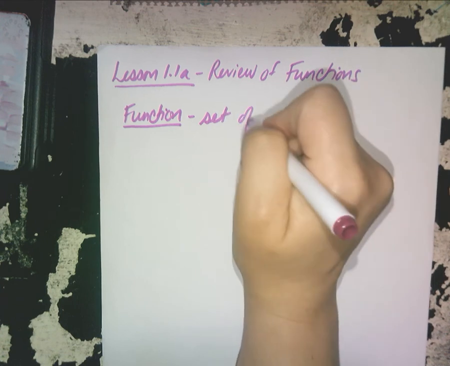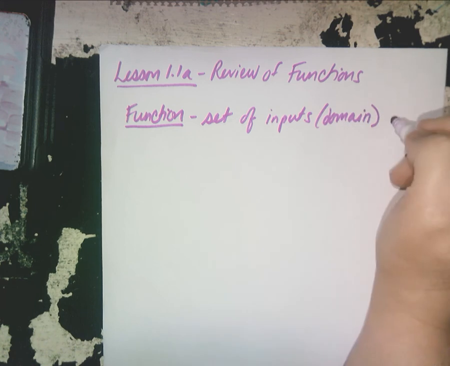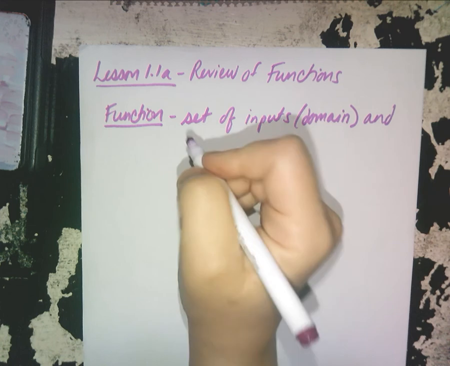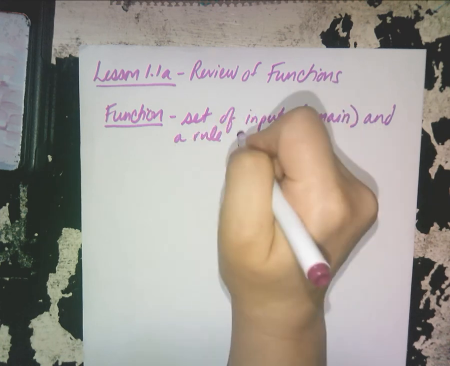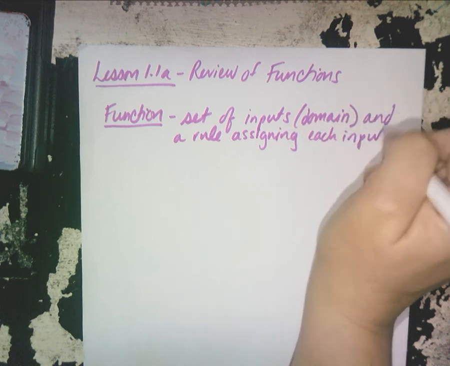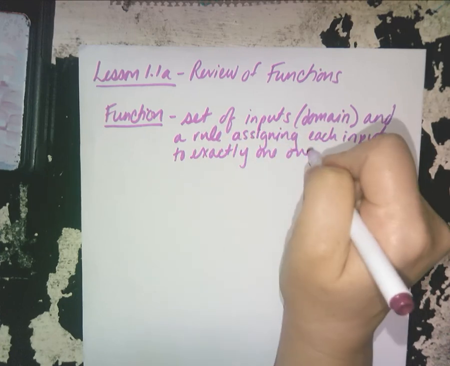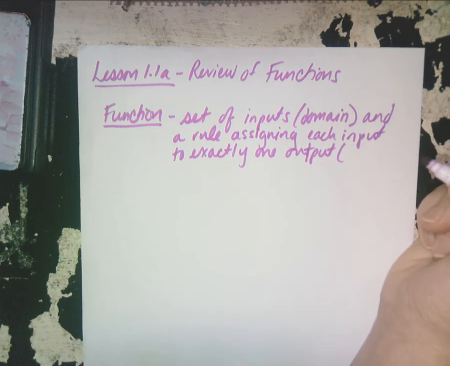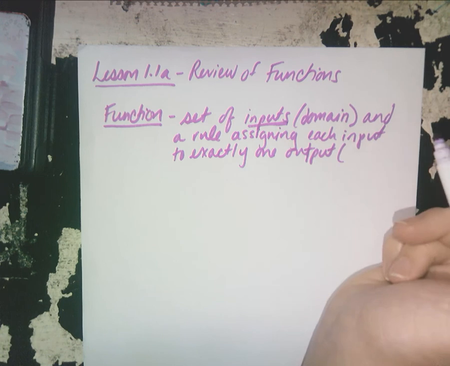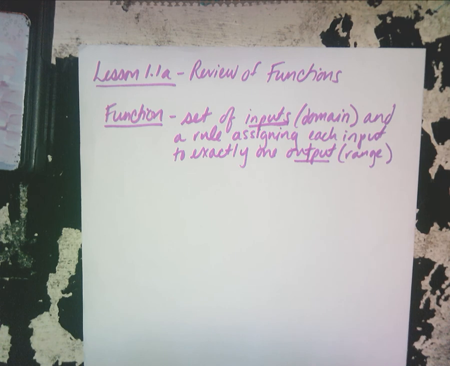No. It is a set of inputs, which are known as your domain, which we will go over in a minute. A set of inputs known as a domain and a rule assigning each input to exactly one output. What's that called? What's your output called? If your input is the domain, oh, I just gave it away. Range. A set of inputs, domain, and a rule assigning each input exactly one output.